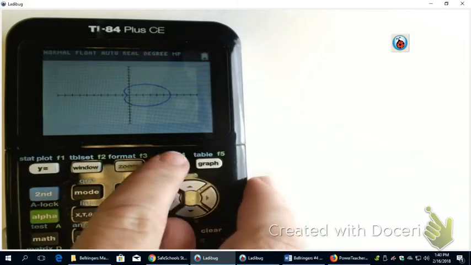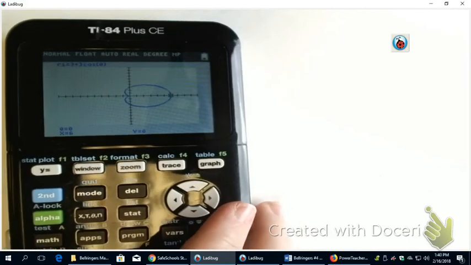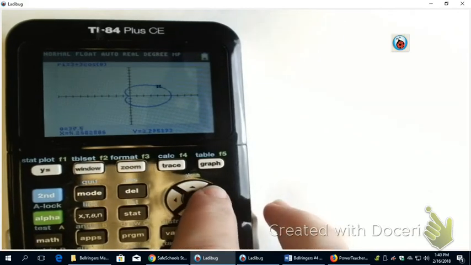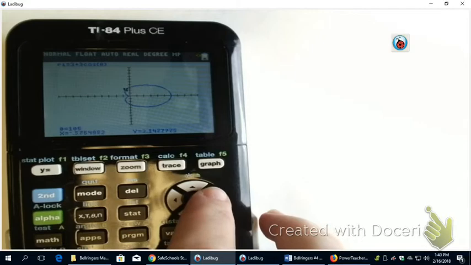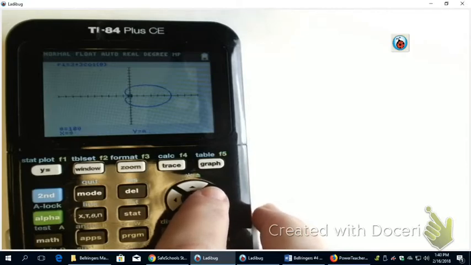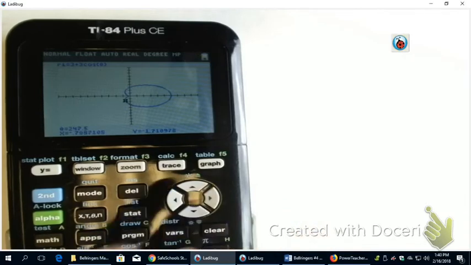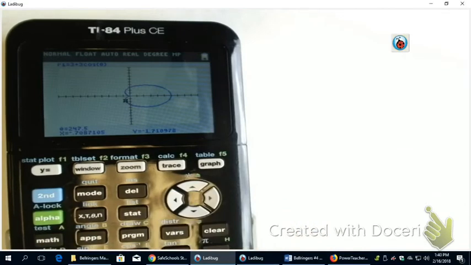So I'm going to start by pressing trace. There's 0. And I'm going to move it until I figure out what's going on with the angles. Notice how it just kind of stays there. Looks like it's 0 to 180 on the top. It keeps going. I'm sure that 360 will go all the way around.